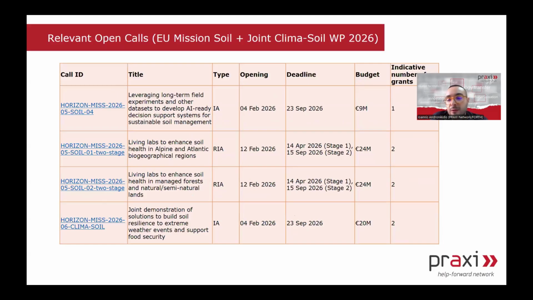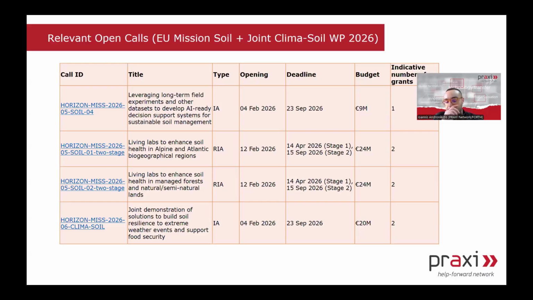So those are the 4 calls that I will be touching upon today. You see that the first 3 are Mission Soil per se, and the 4th one is a joint call between Mission Soil and Mission Climate. The first one, you see, is about leveraging long-term field experiments and has as a name specifically AI-ready decision support systems aimed, of course, for sustainable soil management.